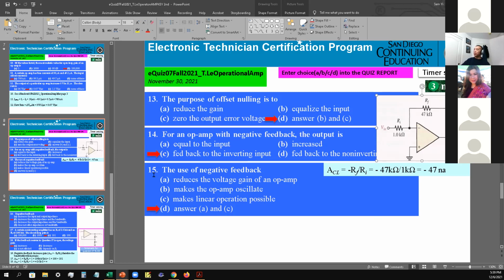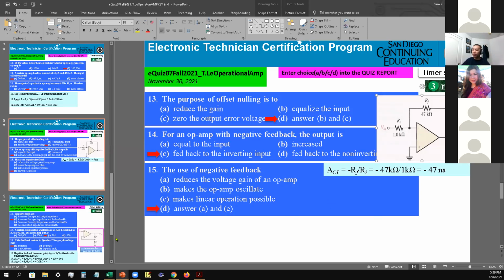Number 15, the use of negative feedback is mainly to reduce the voltage gain, because some of the output voltage is fed back into the input, so it reduces the gain. And also it is mainly for linear operations. So the answer is A and C, which is D as in David for number 15. Any question on number 13, 14, or 15?